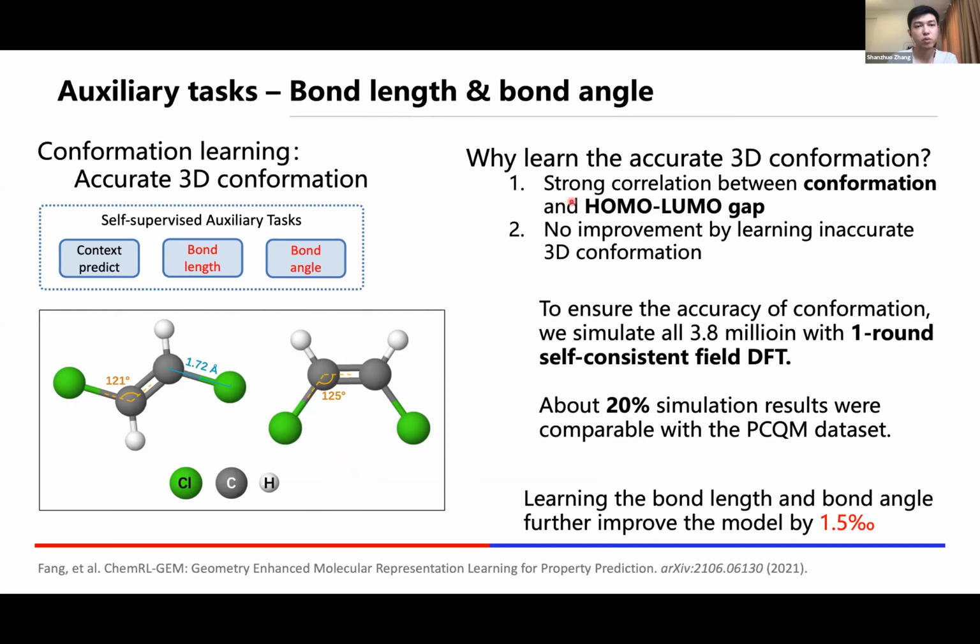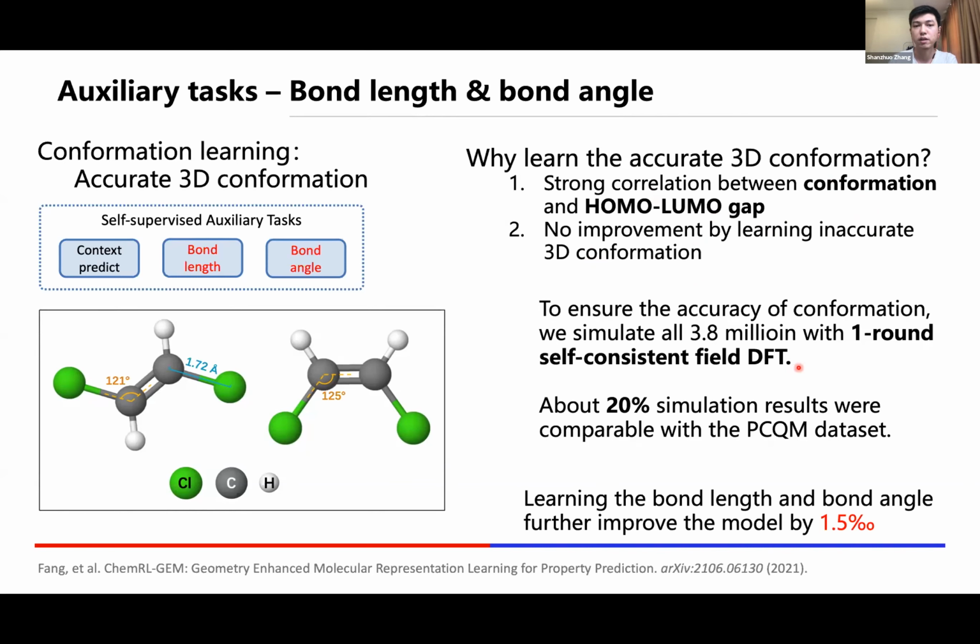The first answer is that we learned the DFT and we believe that there is strong correlation between the 3D conformation and the HOMO-LUMO gap. And we believe that this conformation must be accurate because the HOMO-LUMO gap is quite a small value and may be very different with different conformations. And the second answer is we also tried inaccurate 3D conformation, which is generated by RDKit or OpenBabel, and found no improvement.